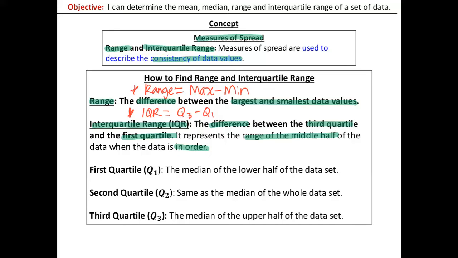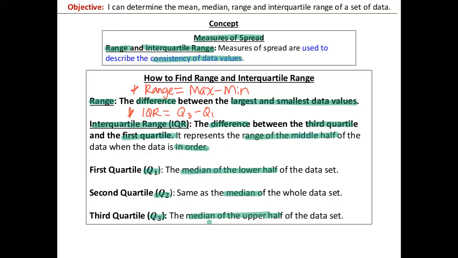And then we have here the first quartile, Q1, is the median of the lower half. Then we have the second quartile, Q2, which is the same as the median. And then the third quartile, Q3, is the median of the upper half. Okay?